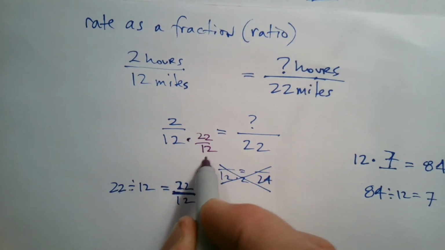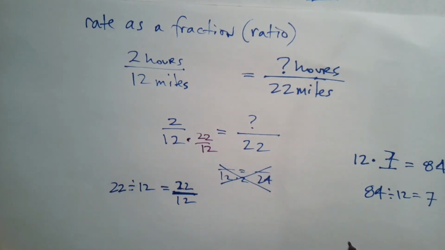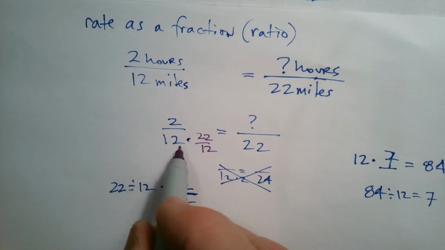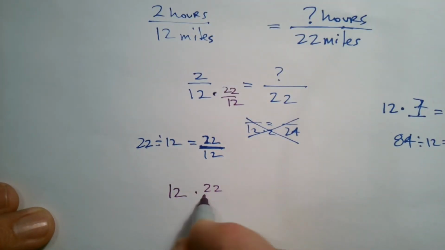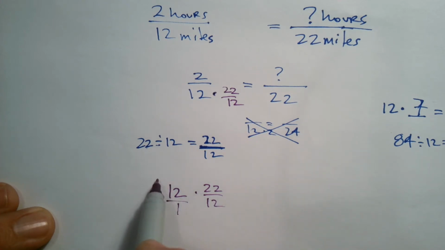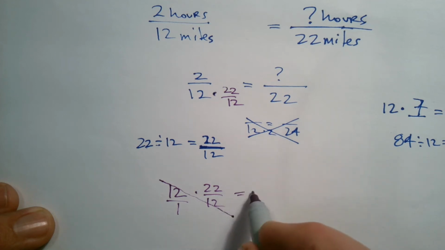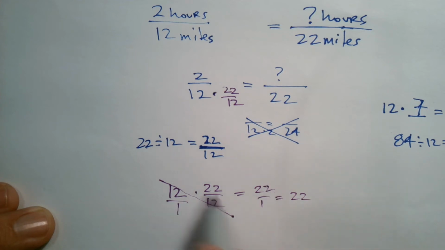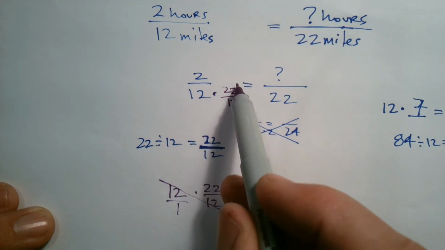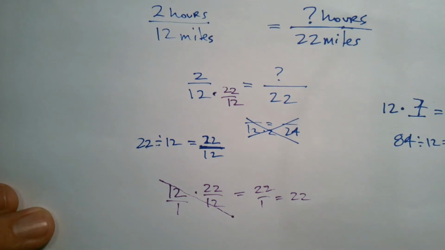12 times 22 over 12 is equal to 22. Because if you think about what's going to happen, and I'll show you down here, anytime you multiply a whole number times a fraction, you put the whole number over 1, and then you notice, oh, I have a 12 on the top and a 12 on the bottom. They cancel each other out. And in this case, you're just left with 22 over 1, which is 22, right? So that's why that works. 12 times 22 over 12 is 22.